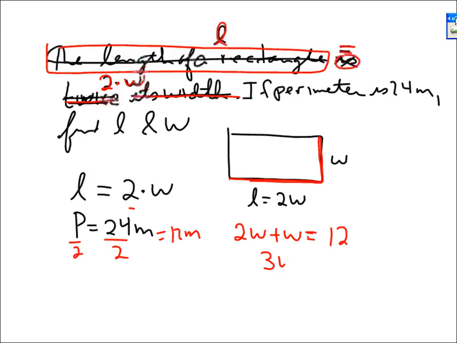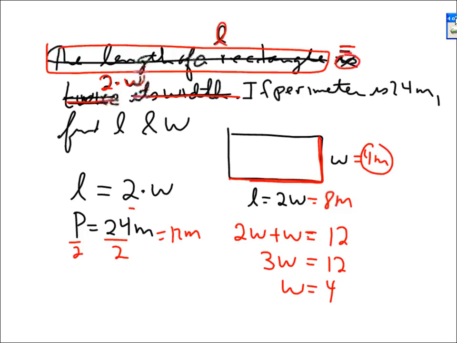2W plus W is 3W. 3 times W is 12. Oh, 3 times 4 is 12. So now I know W, it's 4 meters, and L is 2 times W. 2 times 4 is 8 meters. So I answered the question. I found L and W.